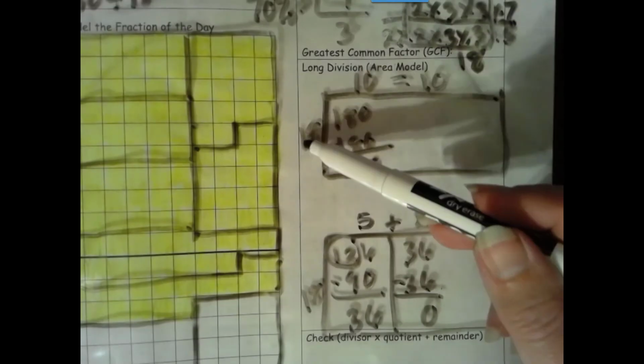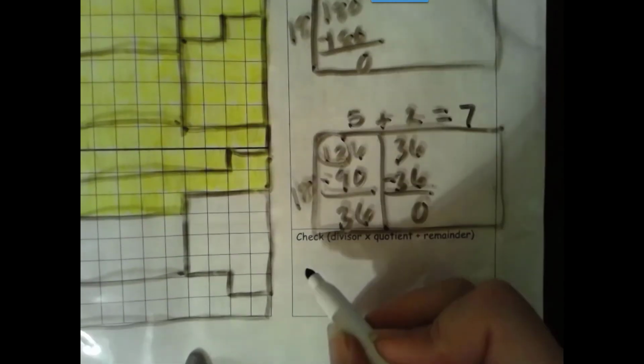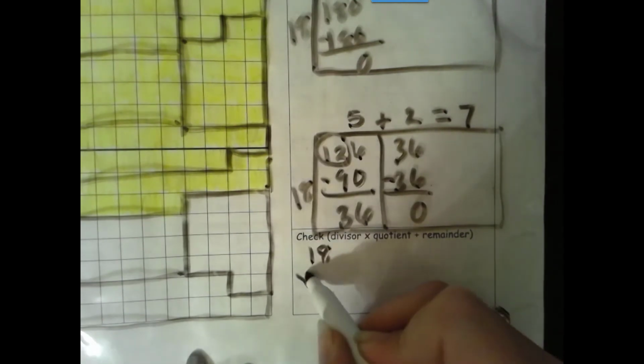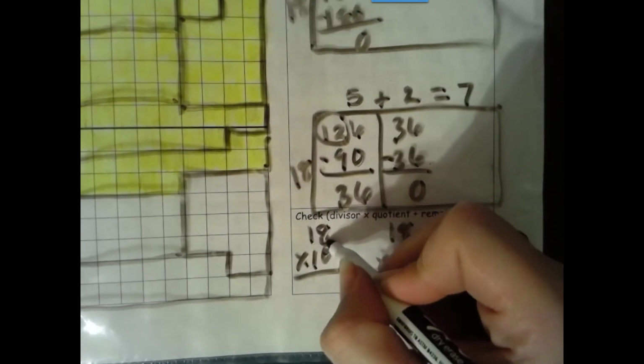Okay, we still need to check. Divisor times quotient plus remainder. Since the remainder is 0 for both, and our identity property of addition says when you add 0 it stays the same, we don't need to actually add 0. Now I did say 18 times 10 and 18 times 7, but these are easier to multiply by, and since we have the commutative property of multiplication, we can change which one is the multiplier, and it still will work.